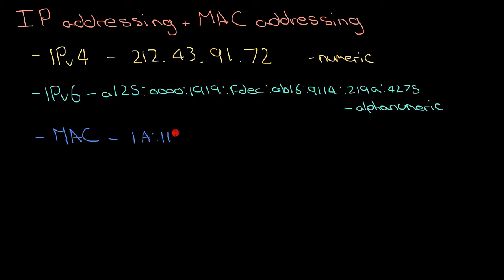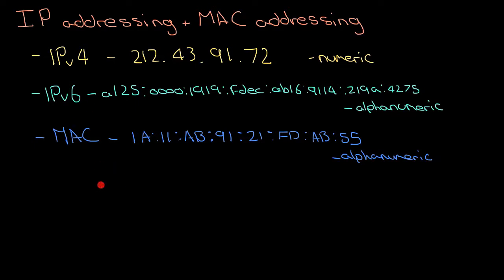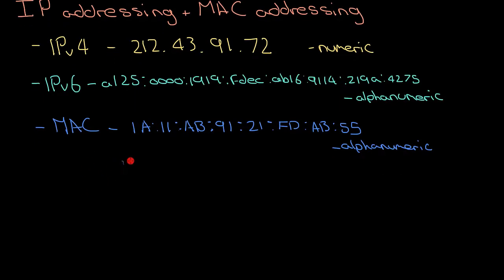Finally, let's give you a quick example of a MAC address. That looks a little bit like this. Again, this will be a mixture of letters and numbers, and there'll be 8 pairs separated by colons. All right, so these are what IP addresses and MAC addresses look like, but we now need to understand how they are used because they're used slightly differently.